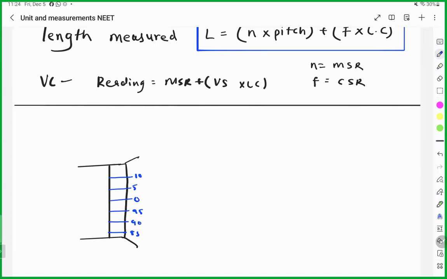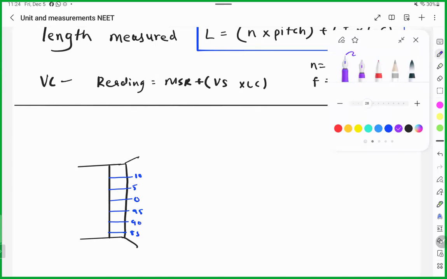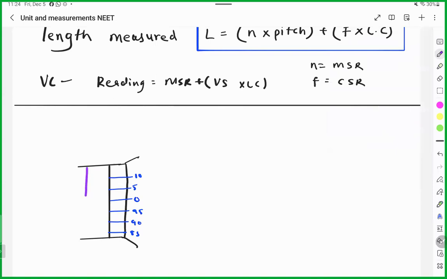If your scale, like the main scale, does not coincide exactly at the 0, and it is on the back side, this will be the negative zero error. This is negative zero error, when it is not coinciding with the 0 but going back. What is the positive value?